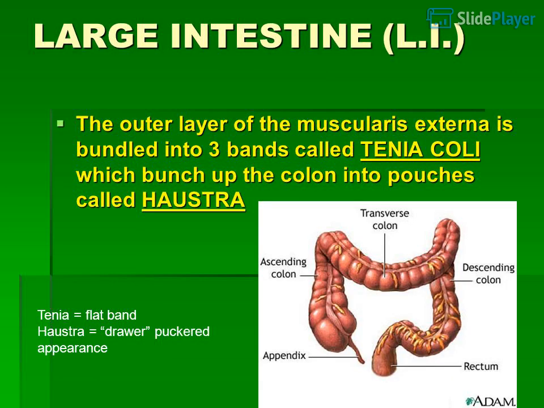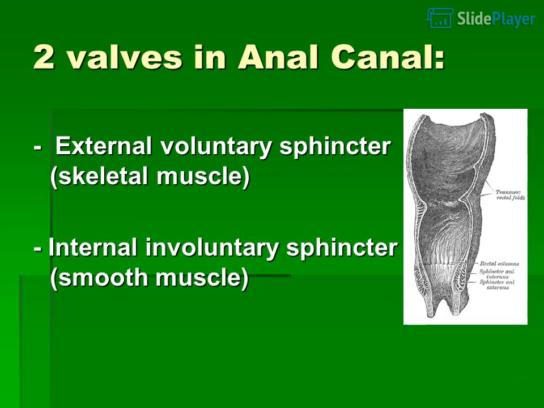Large intestine, LI. The outer layer of the muscularis externa is bundled into 3 bands called taeniae coli, which bunch up the colon into pouches called haustra. Taenia equals flat band. Haustra equals puckered appearance. 2 valves in anal canal: external voluntary sphincter, skeletal muscle. Internal involuntary sphincter, smooth muscle.